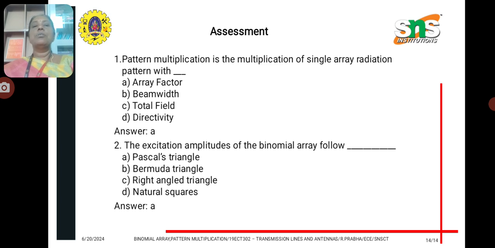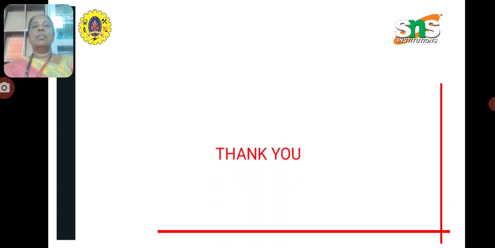So this is one question. The pattern multiplication is the multiplication of the single array radiation pattern with, options: array factor, beam width, total field, directivity. The answer is the array factor. And the second question: the excitation amplitudes of the binomial array follow Pascal's triangle. Thank you.